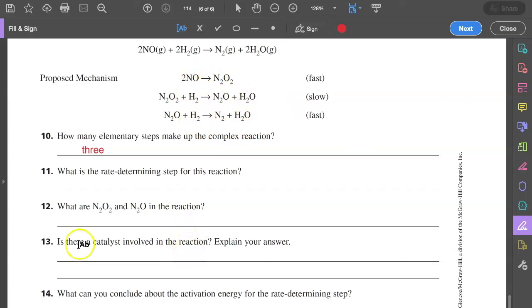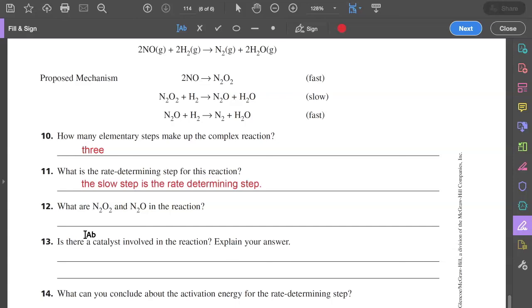Maybe it's just me. Number 11, what is the rate determining step for this reaction? Why the slow step, of course. The slow step is the rate determining step. It's the one that requires the most activation energy to proceed.